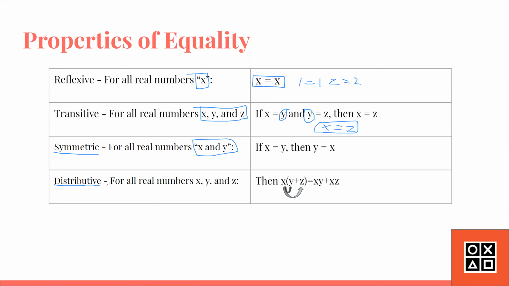Distributive property: for all real numbers x, y, and z, x(y + z) equals xy plus xz, because as you can see, the x gets distributed to y and the x gets distributed to z as well. Hence x times y and then plus x times z. So again, this is a multiplication factor right here.